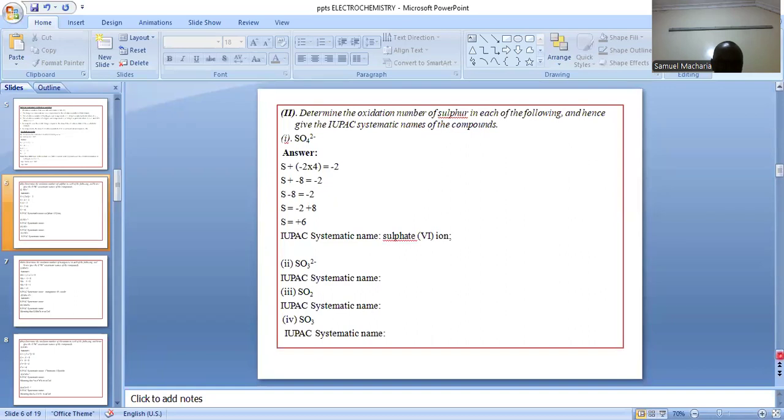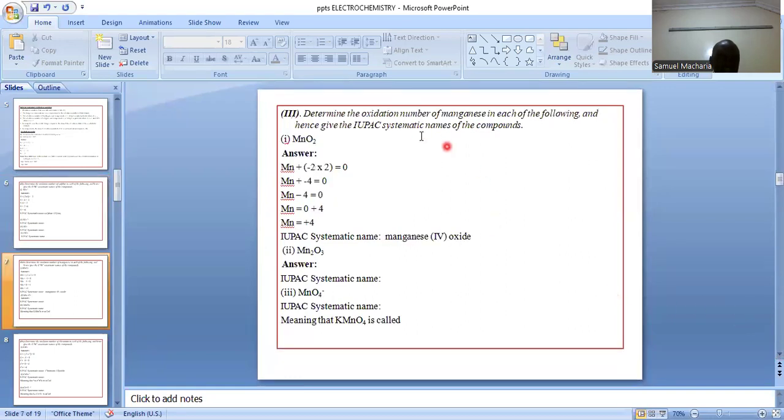Go to the next example. Example number 3. Now you are required to determine the oxidation number of manganese in each of the following substances. We are also required to give the IUPAC systematic name after working out the oxidation number of the central element.